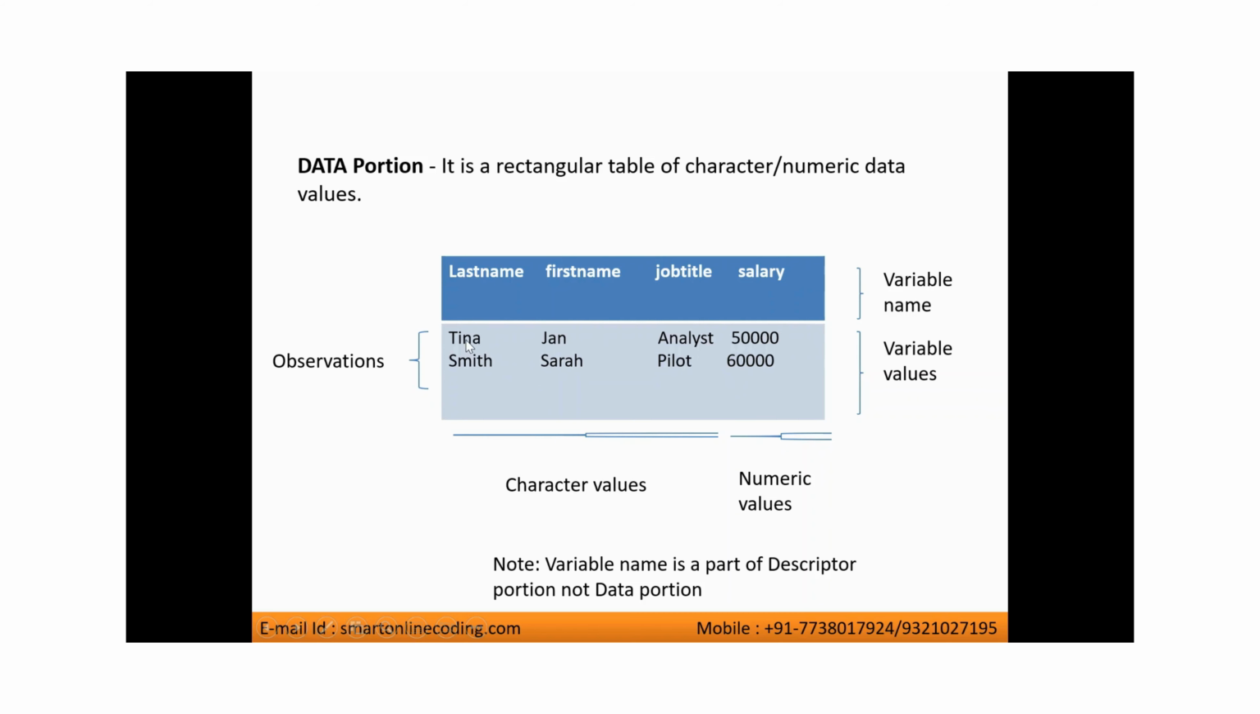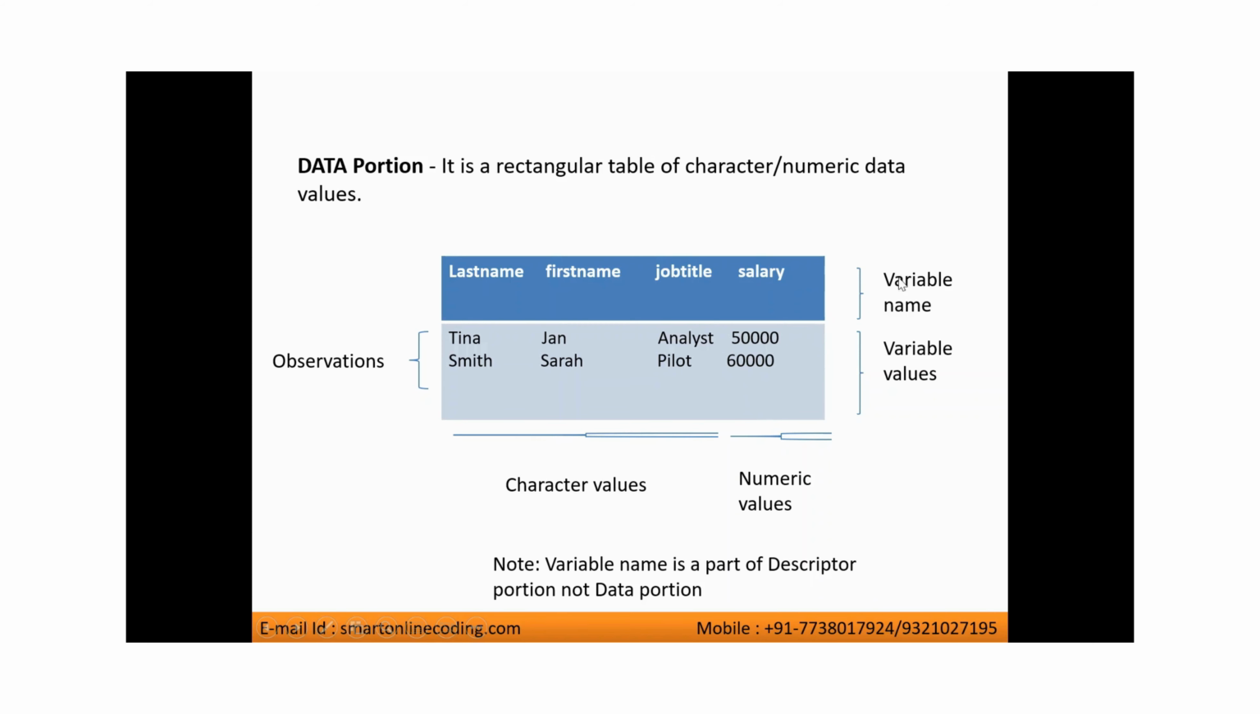Okay, whereas the below ones are the two observations, or the variable values it contains, with the name itself provided and the job titles provided for it with the different salaries. So remember this: character values are the ones which will contain only the alphabets, whereas numeric values are the ones which will contain the numbers only.